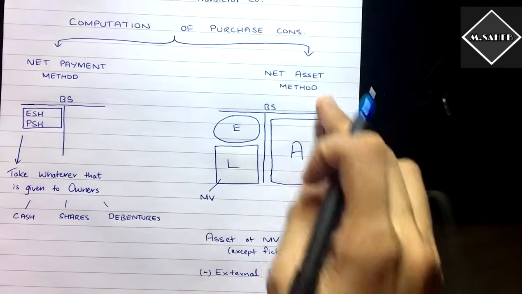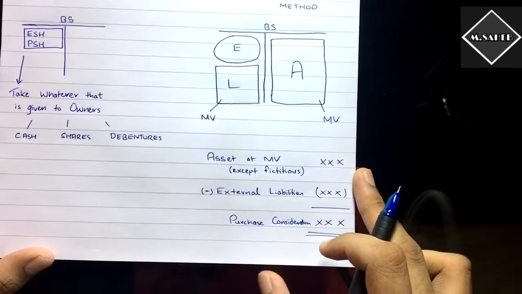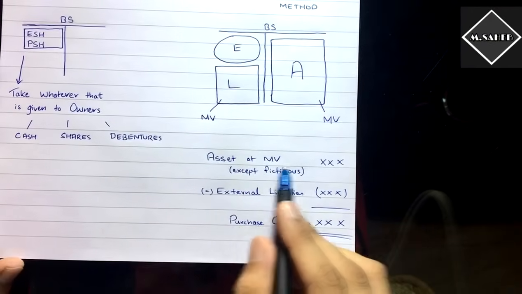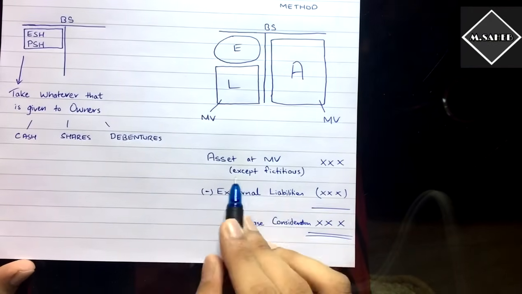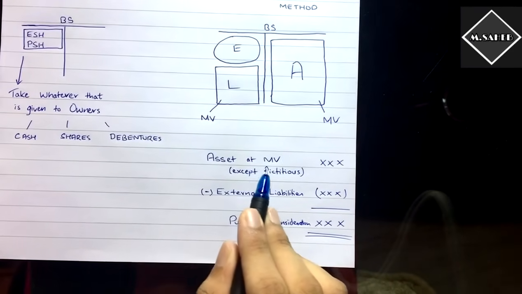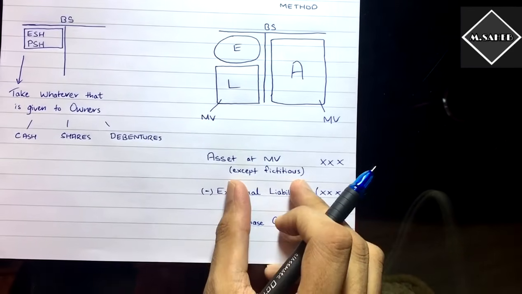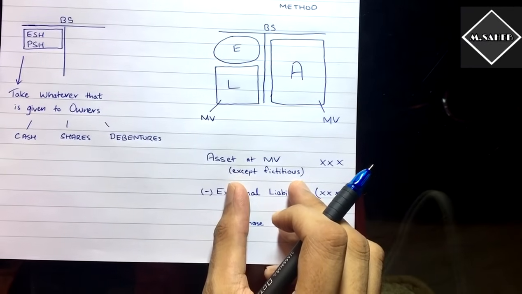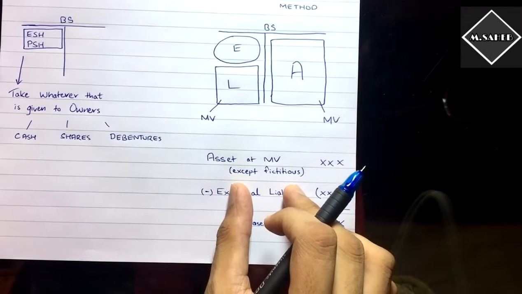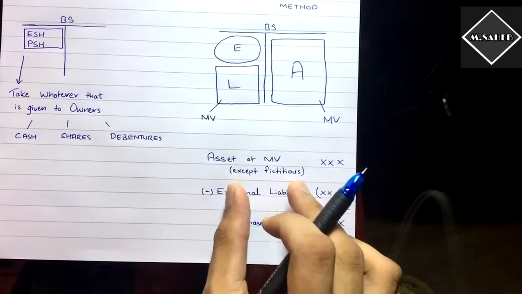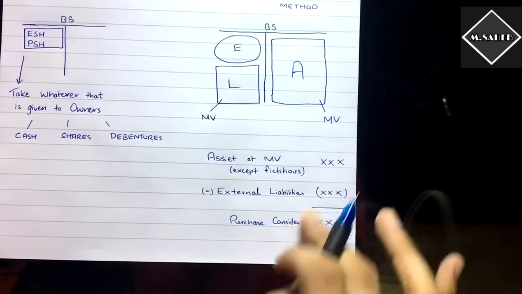So what you do in the net asset method, the simple thing is you just subtract: assets minus external liabilities. Assets except fictitious assets, you will not take fictitious assets, and assets at market value. You have to take assets at market value except fictitious assets. Fictitious assets such as preliminary expenses written off, and discount on issue of shares. All these things that will be in the balance sheet, such as debit balance of profit and loss, those are the fictitious assets that will not be taken in the calculation of net assets.